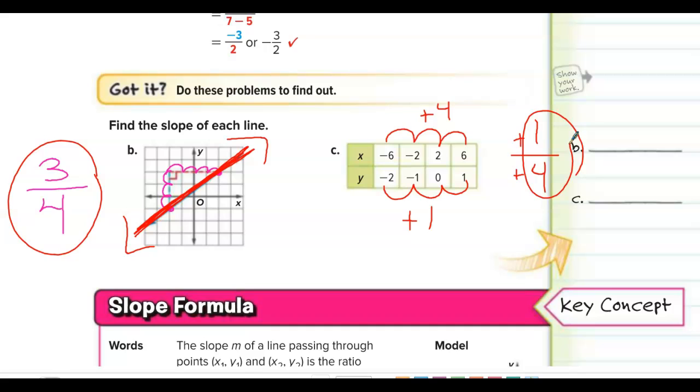Questions? No. Okay, your homework assignment is on page 184, numbers 1 through 3.